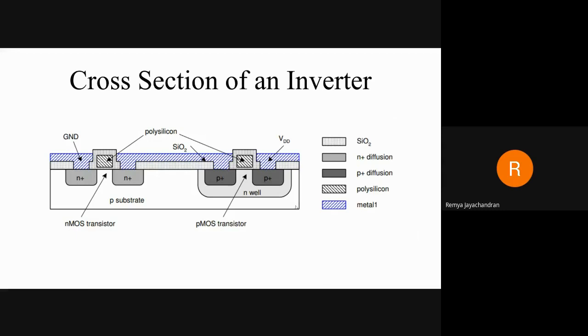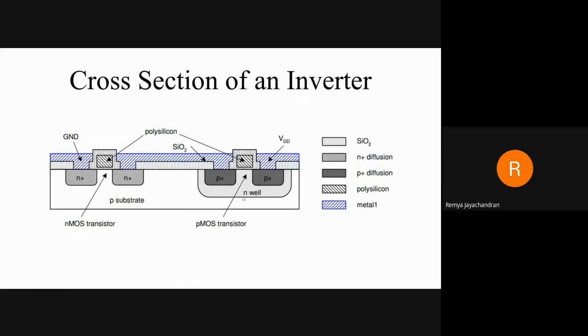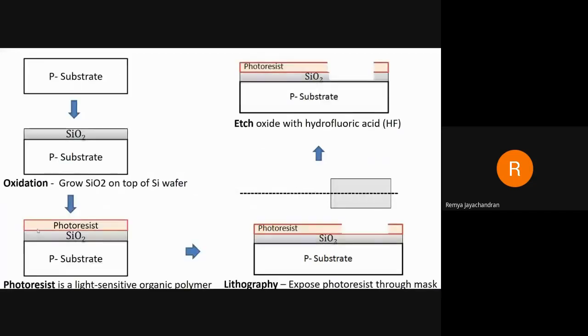This is the cross section of an inverter, which you can see that this is the NMOS transistor and this forms the PMOS transistor. So this is the wafer, that is a doped wafer, that is P substrate. To that is oxidation. By oxidation, we have developed the silicon dioxide over the substrate. So we want to pattern, we have to create the N-well here. For that, we are going for the photolithography process.